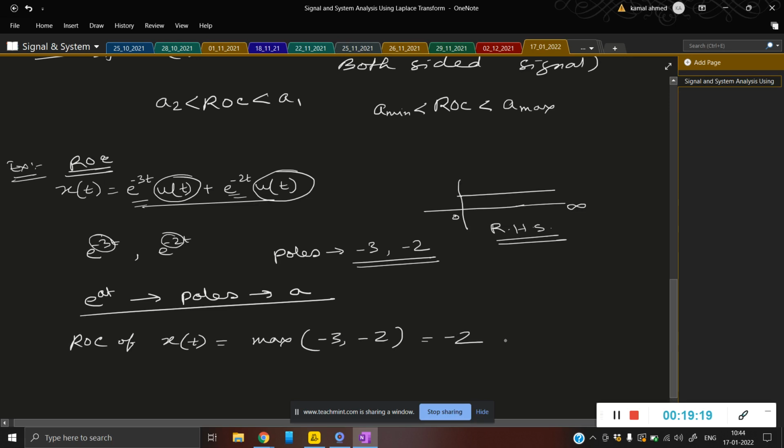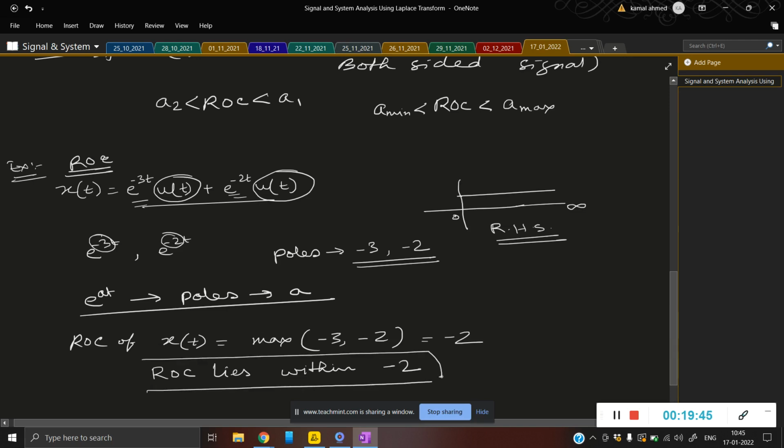ठीक है, सो हम लोग ऐसा नहीं लिखेंगे, इक्वल टू नहीं लिखेंगे, क्योंकि ROC lies within minus 2. So you can also write, no, not to worry, ROC equal to minus 2. So minus 2 is the ROC.